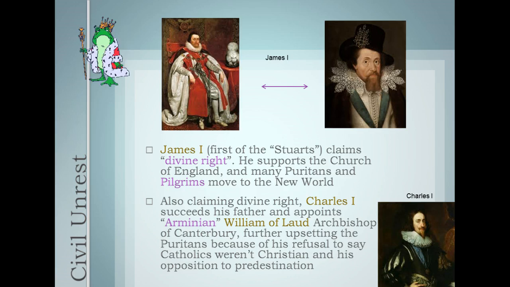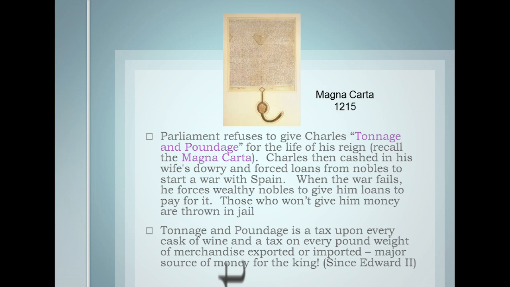His son, Charles I, is going to take over after him, and he is going to be another divine right absolute monarch, and his partner in crime is going to be a guy named William Laud, who he sets up as the Archbishop of Canterbury. And William Laud is going to just further upset the Puritans. We'll see why in a couple of slides here, so hold that thought.